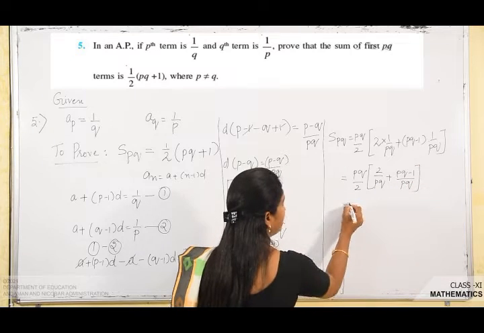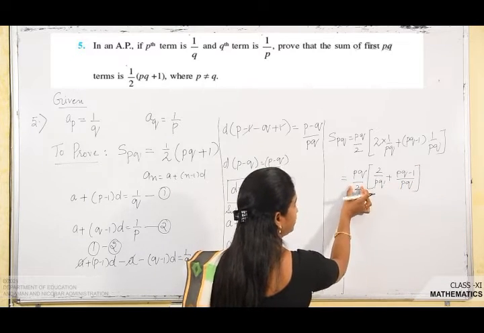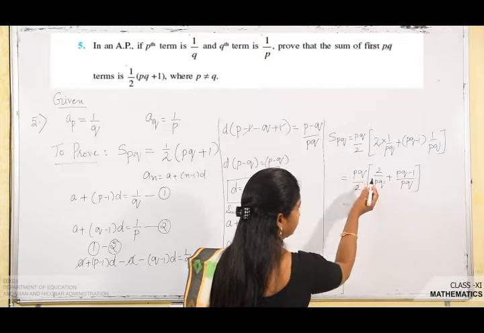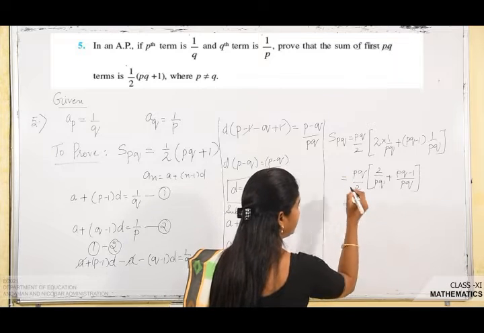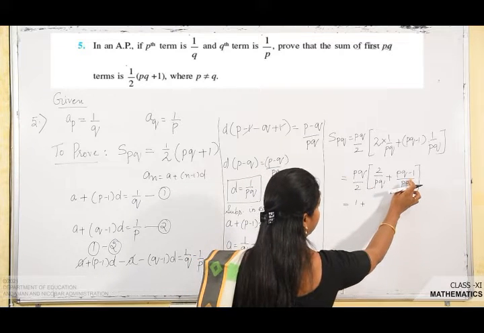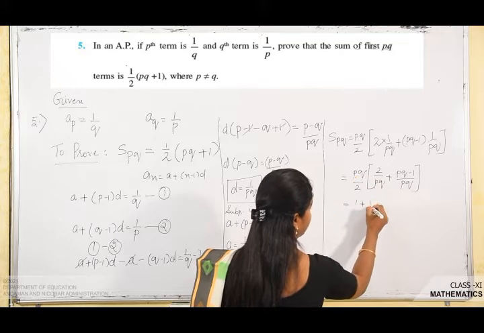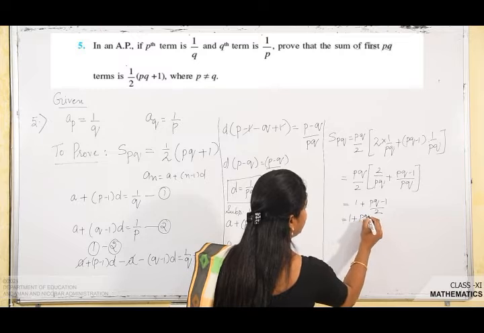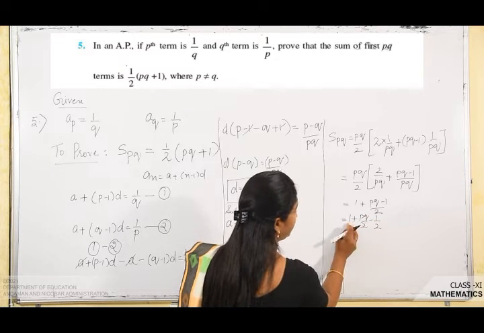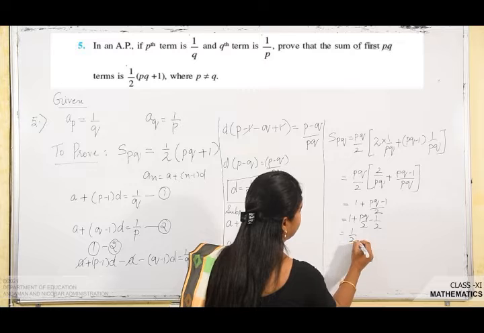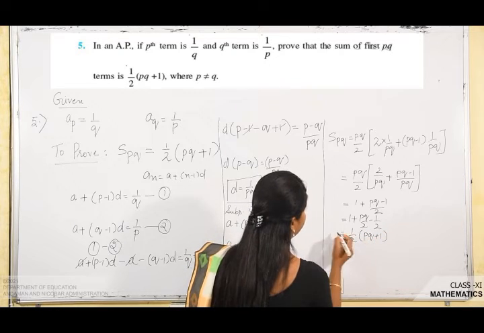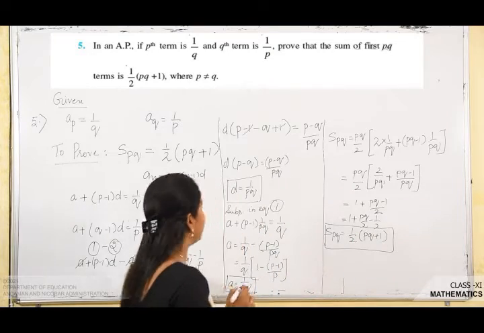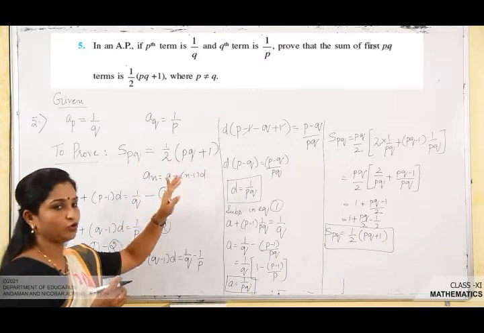Now you will multiply PQ by 2 inside the bracket. You see that this PQ and PQ cancel out, 2 and 2 also cancel out, and you are getting 1 here. Plus, when it gets multiplied with the second term, PQ cancels out and you are getting PQ minus 1 by half, which is 1 plus PQ by 2 minus half. Simplify 1 and half, and you are finally getting half of PQ plus 1, that is SPQ. And this is what you want to prove, that SPQ is equal to half of PQ plus 1.